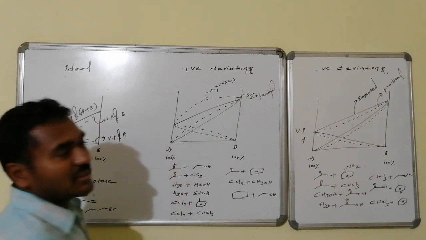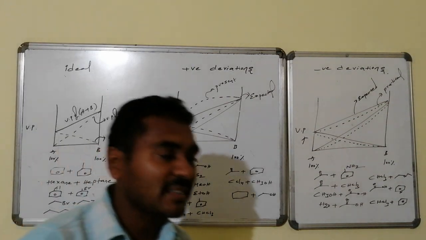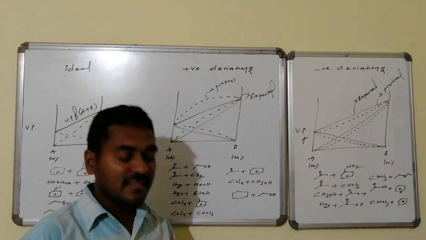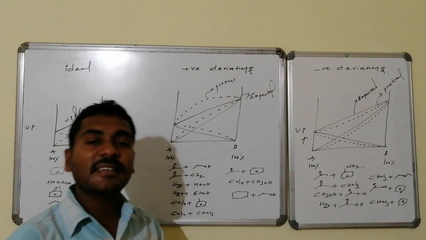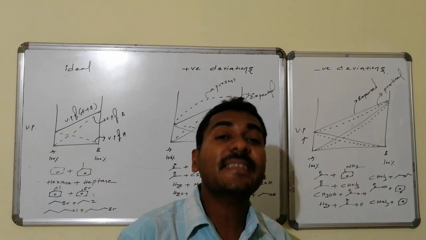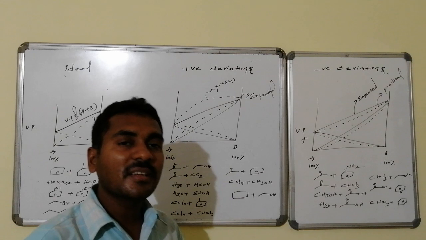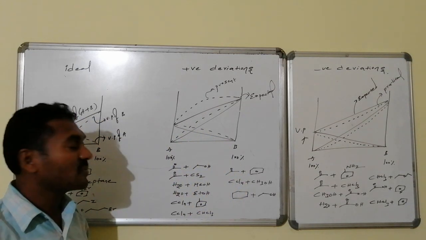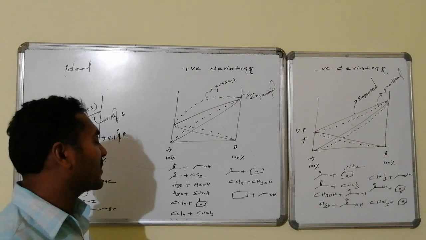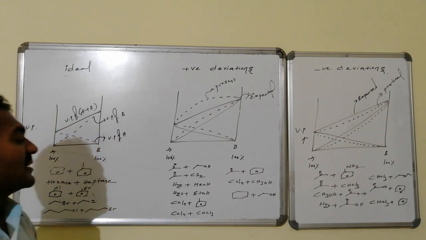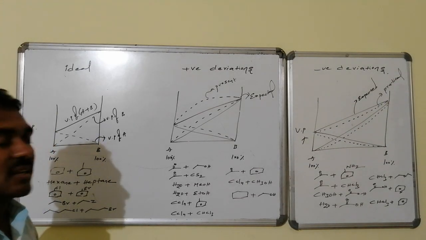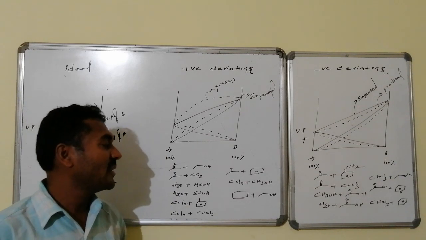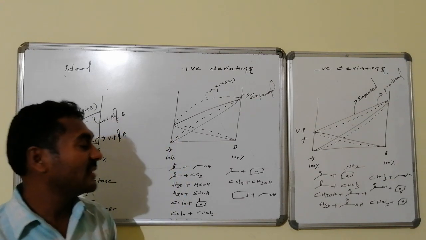The second one is positive deviations, which implies net volume increases. When interaction strength is weaker, molecular distance increases, and when molecular distance increases, net volume increases. Such cases are acetone with ethyl alcohol, acetone with carbon disulfide, water with methanol, water with ethanol, CCl4 with toluene, CCl4 with chloroform, acetone with benzene, CCl4 with methanol, cyclohexane with ethanol.